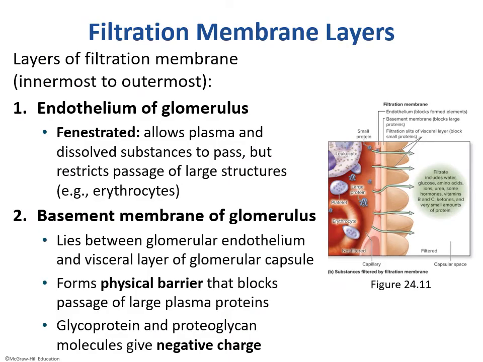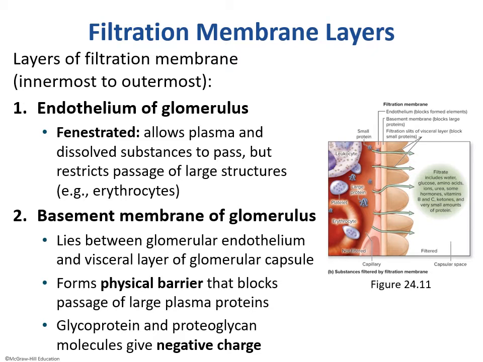Now we are going to talk about the different layers of our filtration membrane specifically. So looking at these, they are numbered from innermost to outermost. So innermost is closest to the glomerulus or the glomerular capillaries. So this first one is going to be the endothelium of the glomerulus. Like I said earlier, this is going to be fenestrated.